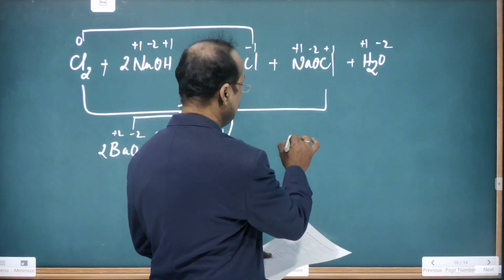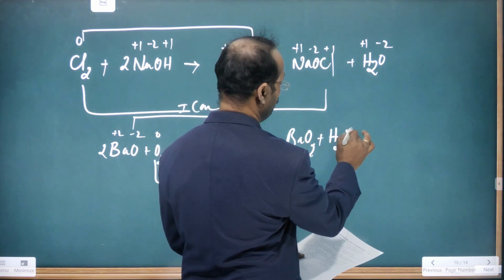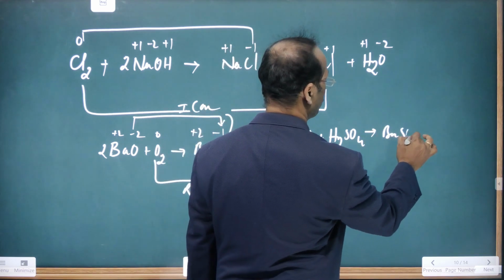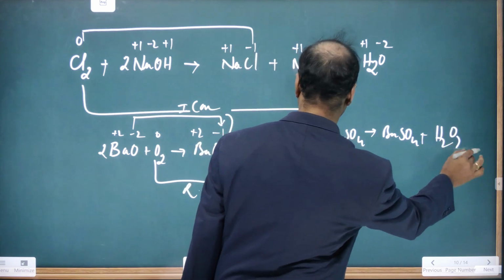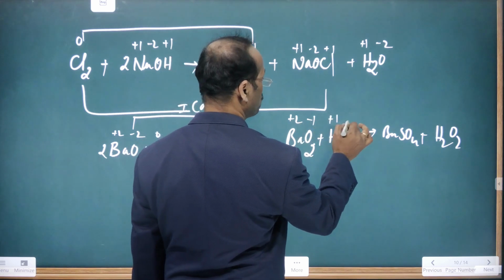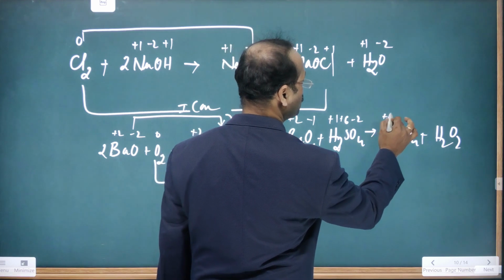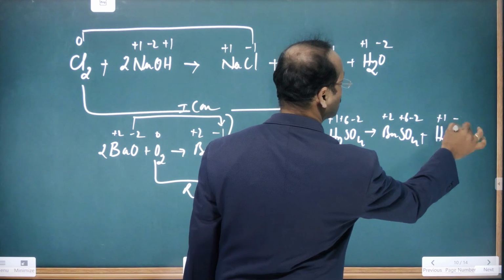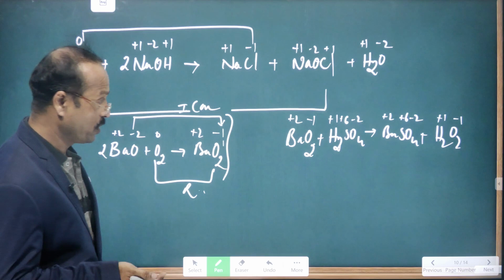Now the second one, we see BaO2, barium peroxide, plus H2SO4 gives rise to barium sulfate, BaSO4, plus what is given? Hydrogen peroxide, H2O2. Now you see here: +2, -1, +1, +6, -2, +2, +6, -2, +1, -1. So these are the oxidation numbers. How to write oxidation numbers we already discussed, so we have to practice.